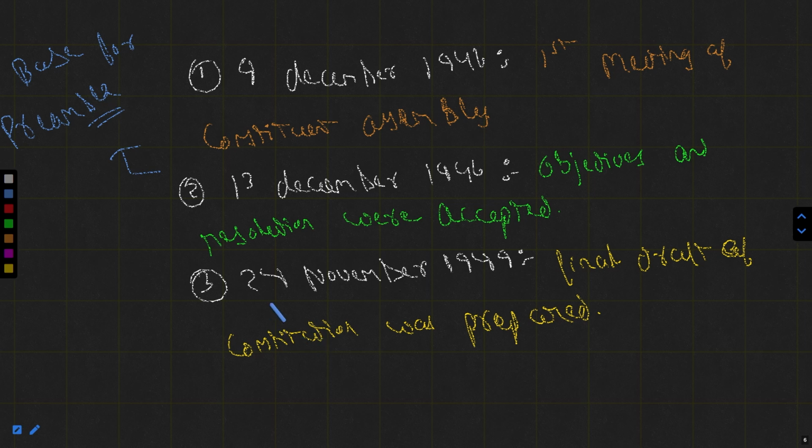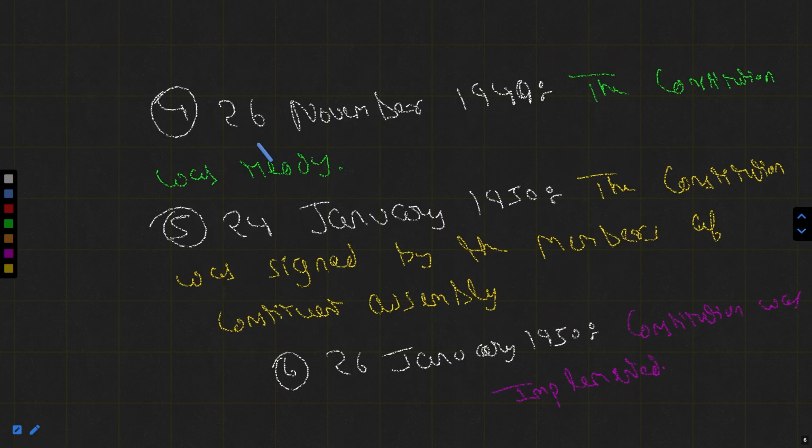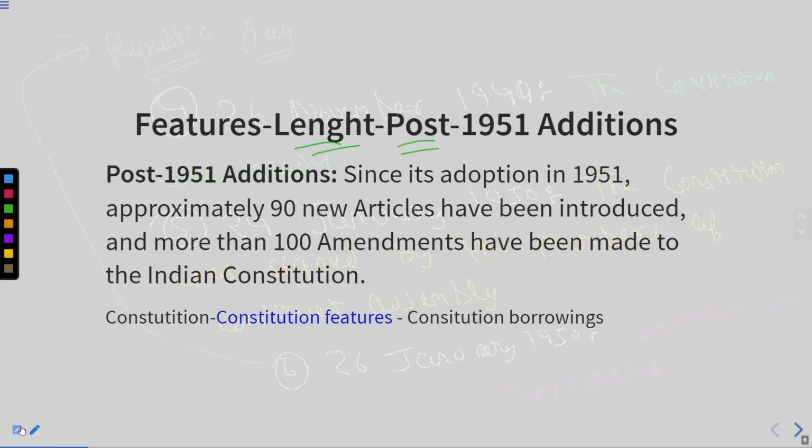All right. On 24th November 1949, final draft of Constitution was prepared. Thereafter, on 26th November 1949, the Constitution was ready. On 24th January 1950, the Constitution was signed by the members of Constituent Assembly. And on 26th January 1950, Constitution was implemented, and this is known as the Republic Day. Got it? So please keep this in your mind.